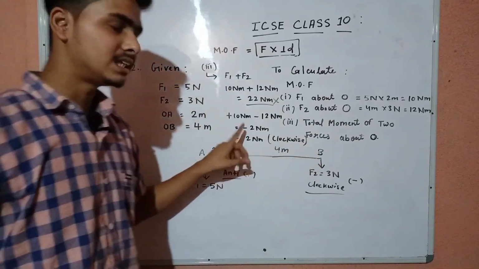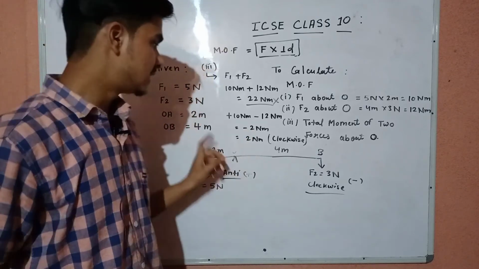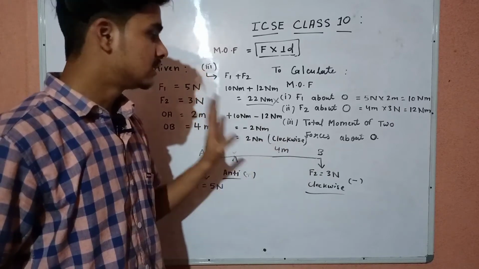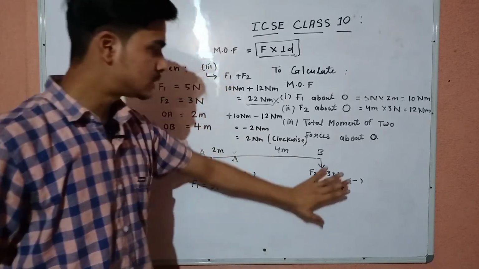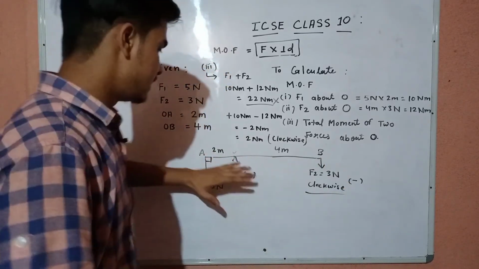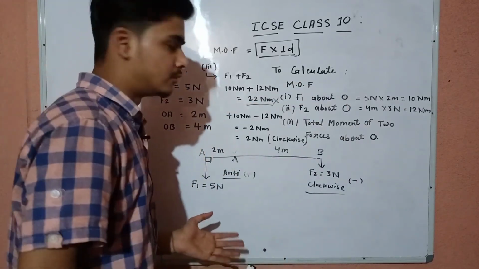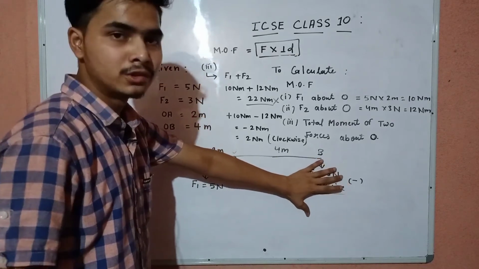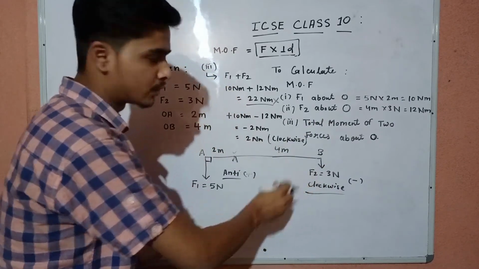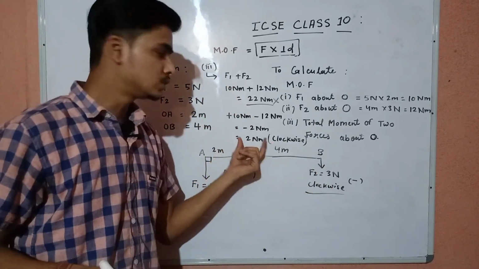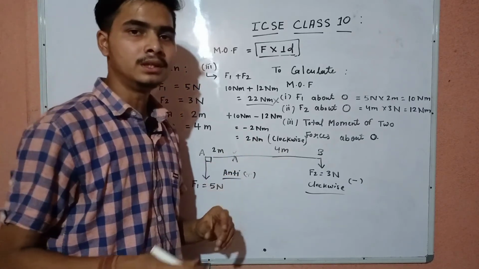As it has come minus 2 Newton meter, that indicates the resultant direction of moment of force will be clockwise, and it can be proved also. This is 12 Newton meter and this is 10 Newton meter. One is trying to move anti-clockwise and the other is trying to move clockwise. So where will it move? This has more moment of force, so the resultant will move in the clockwise direction. And you can see the answer is also 2 Newton meter clockwise. So these are the concepts. Note down if you want.